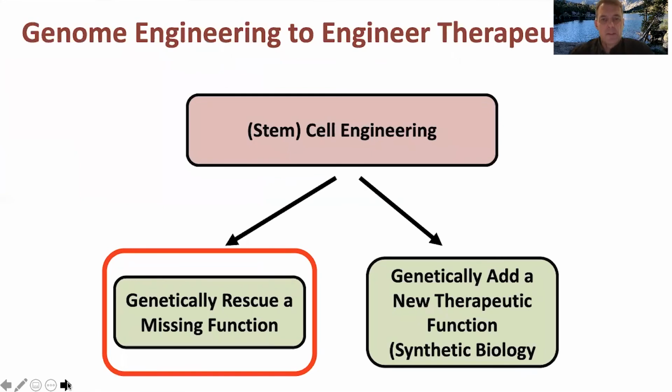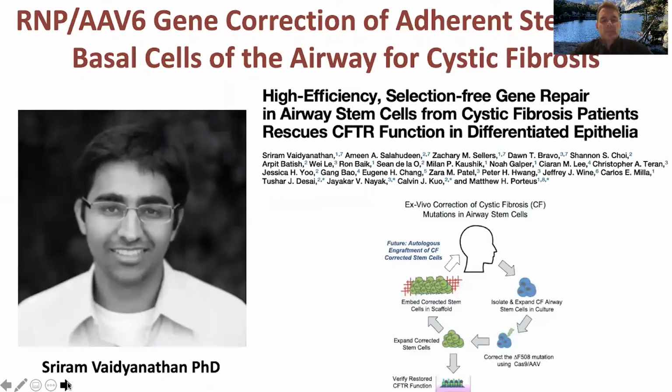So the concept of using cell engineering or stem cell engineering can be applied in two broad ways. One is to simply rescue a missing genetic function, and that is what I will focus on in the next few minutes, and particularly focus on what this conference is most interested in, which is the CFTR gene, because mutations in this gene are the cause of cystic fibrosis.